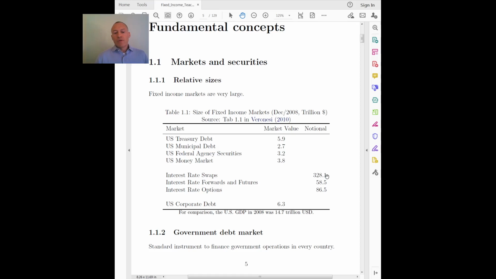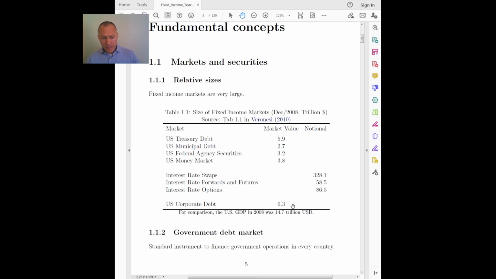So we will spend the second part of the course talking about derivatives, and most of that second half will be about this market, interest rate swaps. Because again, as you can see here, it's clearly a huge market. There's a lot of trading in this market, so it's important, and we'll spend a lot of time on interest rate swaps. We'll also then talk a little bit about other derivatives like interest rate forwards and futures, and a little bit about interest rate options, which are also big markets, as you can see here.